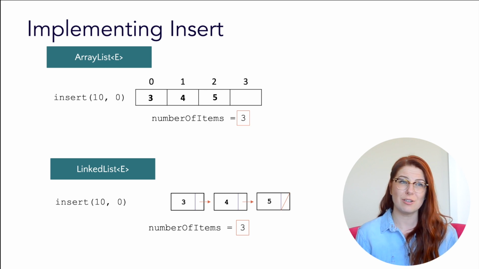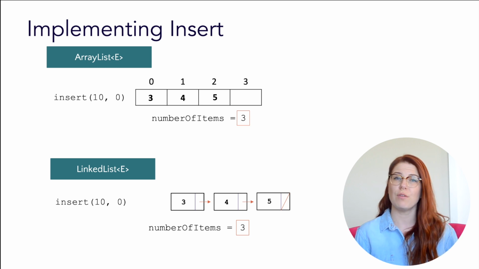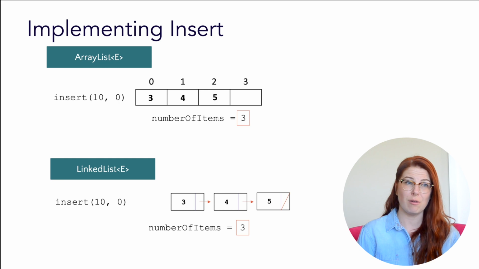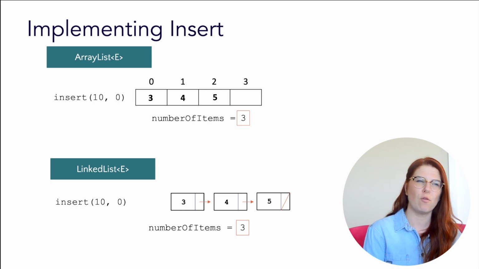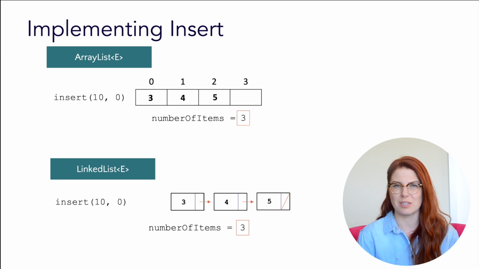So if we insert at 0 the value 10, we know that we ultimately want this list to read 10, 3, 4, 5. To make that happen in the array, because indices 0, 1, and 2 are already full, I need to perform a shift where I make a sort of space and then insert the 10 in.